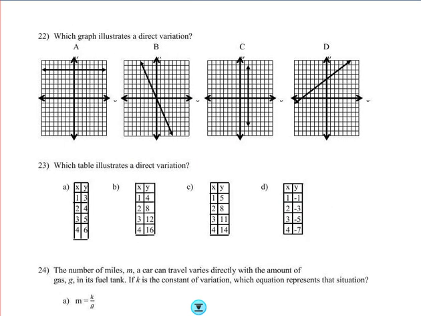Which of the graphs illustrates a direct variation? This you just have to know. A direct variation always goes through the origin, so the answer is B.